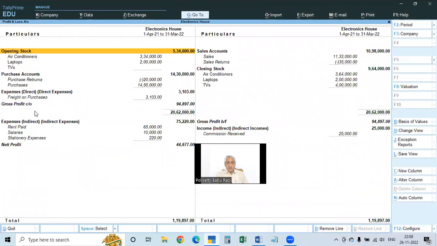Here, the opening stock and closing stock are compulsory. Purchases, sales, direct expenses, indirect expenses, and indirect income, all found in the trial balance, are taken to the profit and loss account, and the net difference is taken in two ways. One is gross profit, another is net profit. So this is what we did.